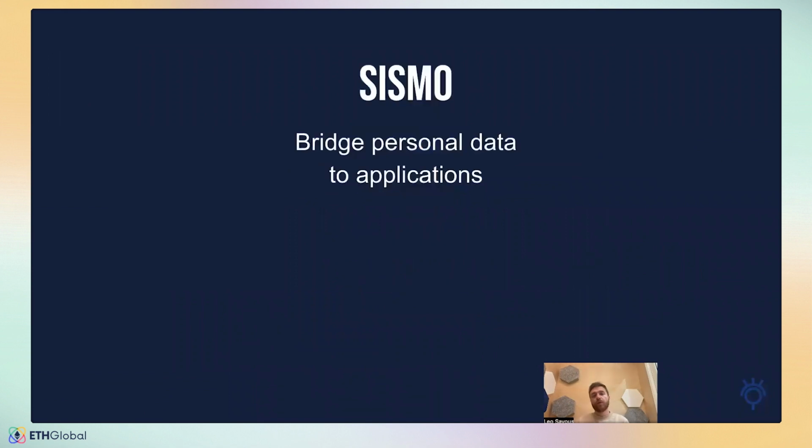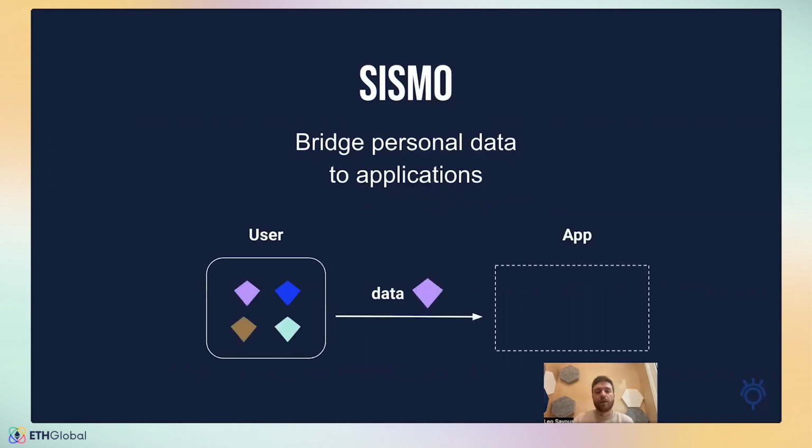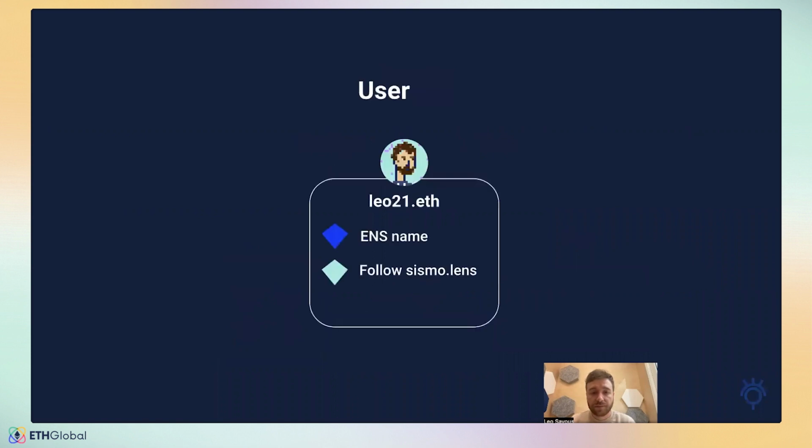So at Sismo, with Sismo Connect, we want to bridge personal data to applications. So you have a user here with his own data, as you can see with his gems, and he wants to bring this data to applications.